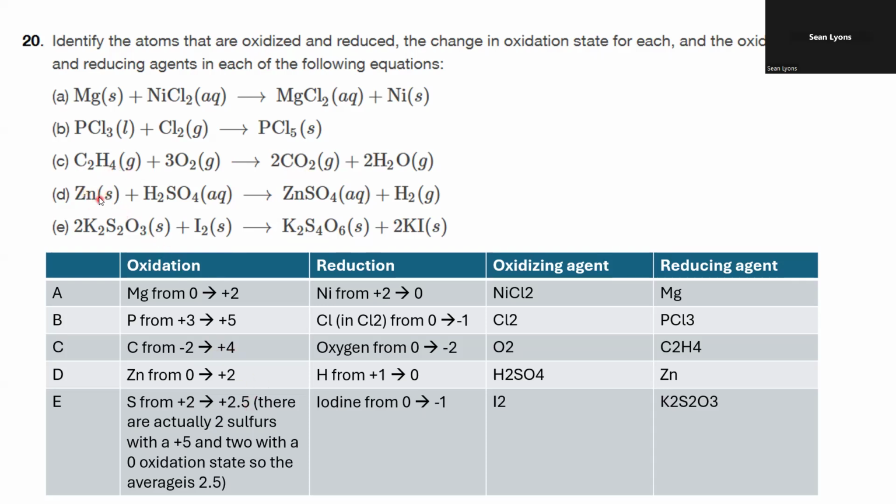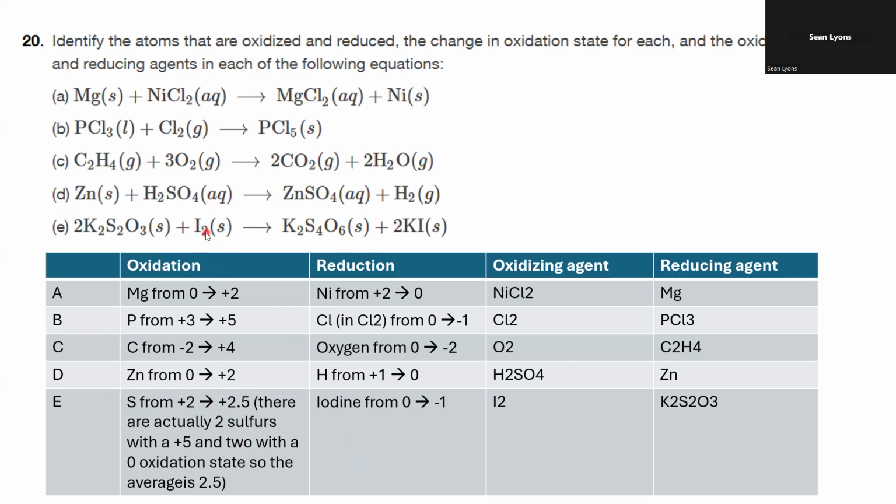The next one, zinc, a pure element, going into a compound where it'll always be +2, so that'll be our oxidation piece. Hydrogen is kind of doing the reverse, going from +1 down to 0. So that's our reduction piece. And then since hydrogen's being reduced, it's part of the oxidizing agent, sulfuric acid, and zinc would be our reducing agent there.